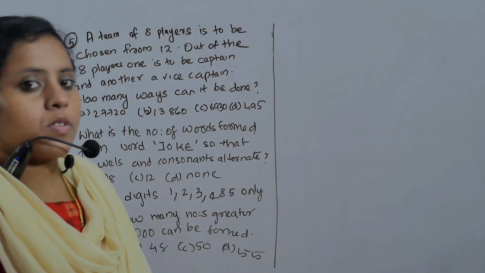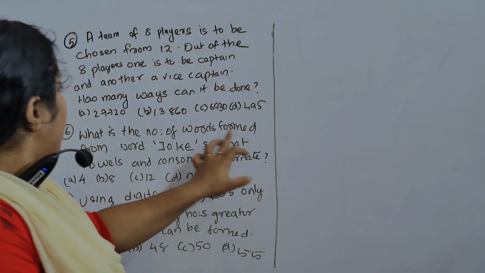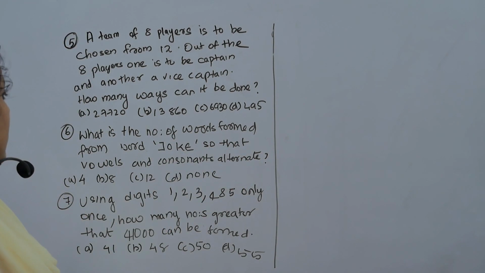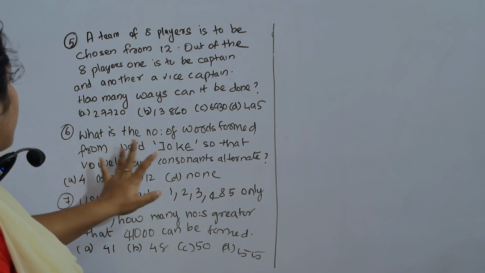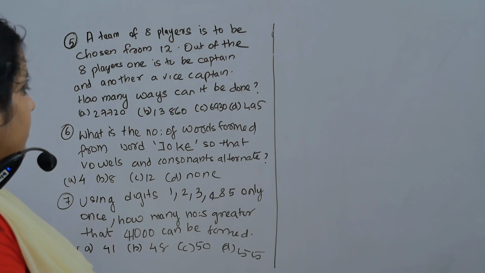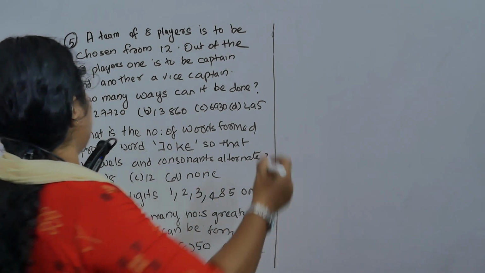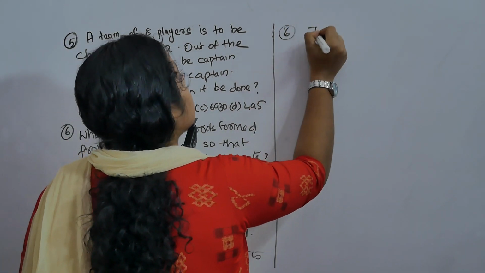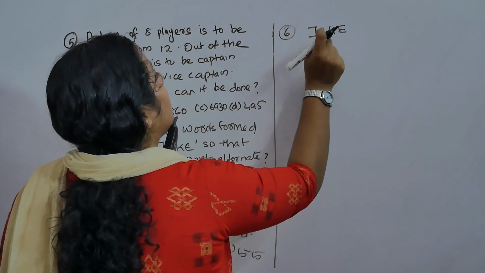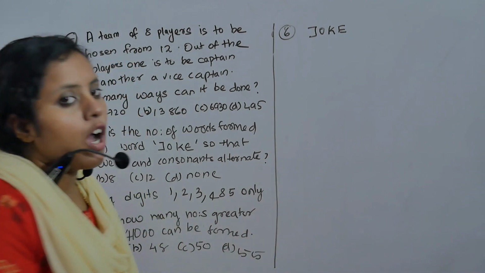Let's see the 6th question. What is the number of words formed from the word JOKE so that vowels and consonants alternate? What do you mean by alternate? Consonant, vowel, like that. How many are possible?